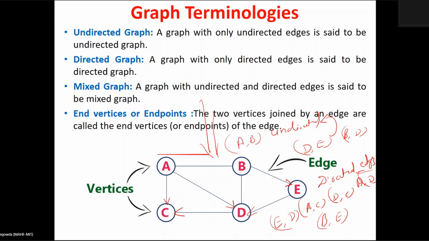So end vertices are endpoints here. As you know, the edges are those which are used to connect two nodes. The two vertices joined by an edge are called the end vertices of the edge of the graph.